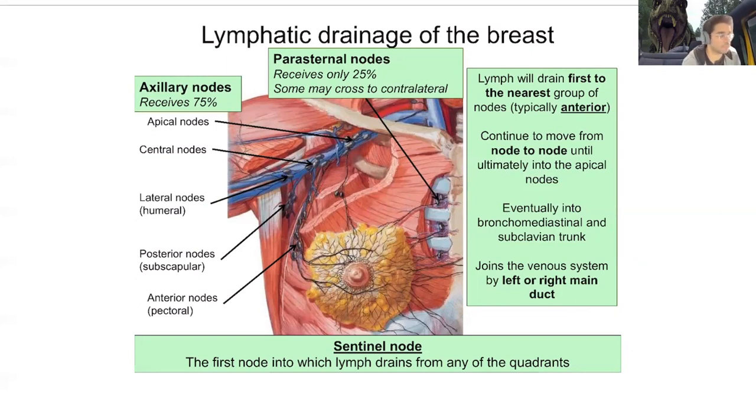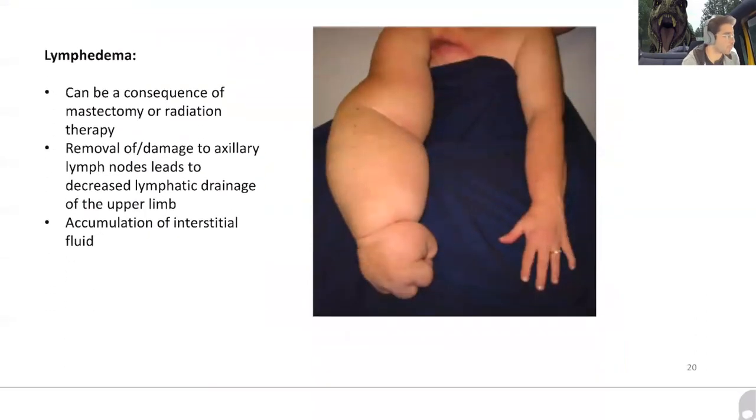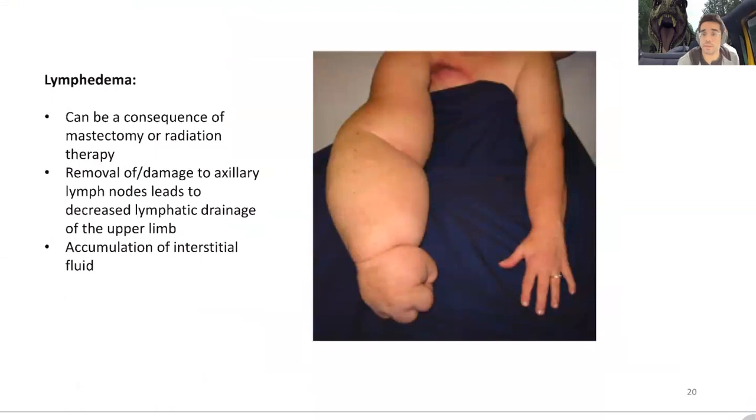And that's the one that we can talk about for metastasis. But a good chunk of it is always going to be the axillary nodes and the anterior nodes if they don't test you guys on that. Okay. Now, the important thing, yes.